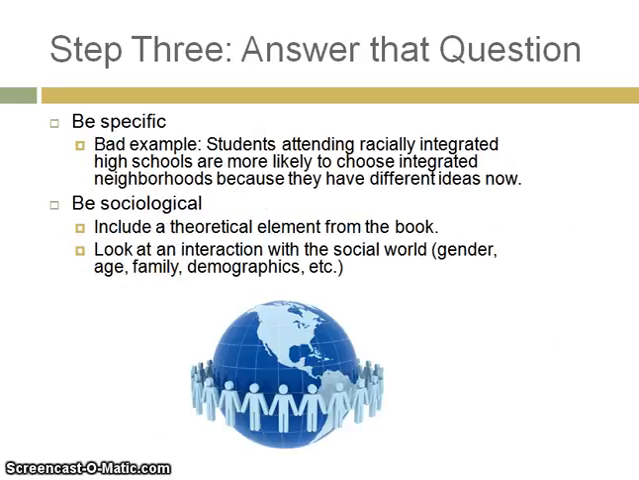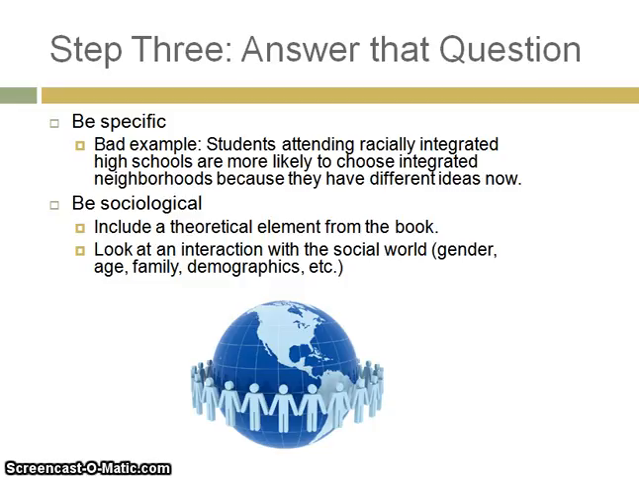Another thing that comes up in your proposal that I'll be looking for are a few things. One is that the way you answer that question is specific. So here's something that would not be quite specific enough. If I say that those students are likely to choose integrated neighborhoods because they have different ideas now, well, maybe that's true, but you need to explain how they're different. When in doubt, more specific is better.